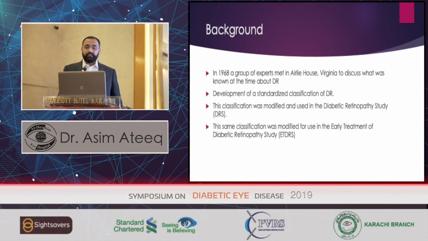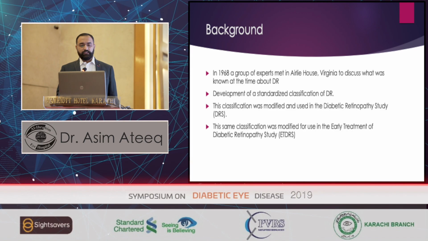So I'm always interested, whenever I read or present anything, in the background and history of what exactly we are presenting. So in 1968, a group of experts met in Airlie House, Virginia to discuss what was known at the time about diabetic retinopathy. They developed a standardized classification of diabetic retinopathy. That Airlie House meeting was the base of every classification and essentially the root from which any classification of diabetic retinopathy evolved afterwards.